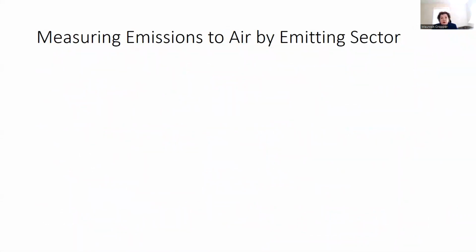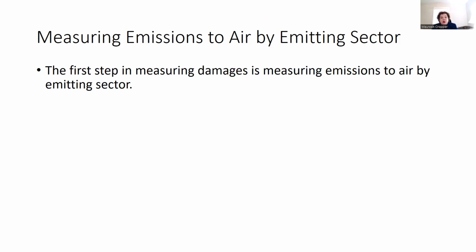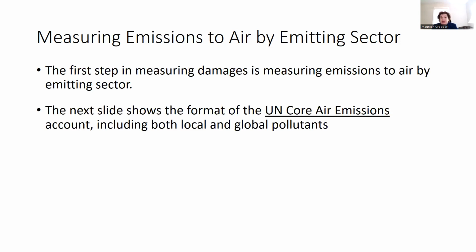Okay, so if we want to look at damages from air pollution, we have to start by measuring emissions to air by emitting sector. What you're going to see on the next slide is the format of the UN core air emissions accounts. These are going to include both local and global pollutants, and they're in the format that they would be presented as part of a satellite account.